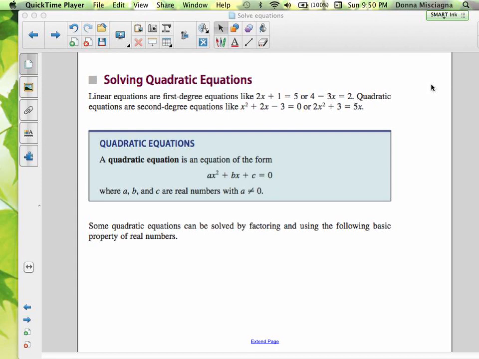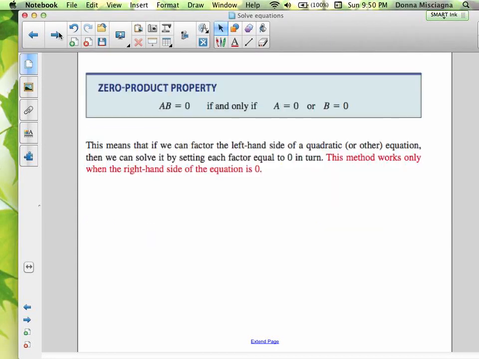Some quadratic equations can be solved by factoring and using the following basic property of real numbers. So the zero product property. If a times b equals 0, if and only if a equals 0 or b equals 0. This means that if we can factor the left-hand side of a quadratic or other equation, then we can solve it by setting each factor equal to 0 in turn. This method works only when the right-hand side of the equation is 0. So if you have a product that's equal to 0, the only way that's true is if the factors that make up that product equal 0.